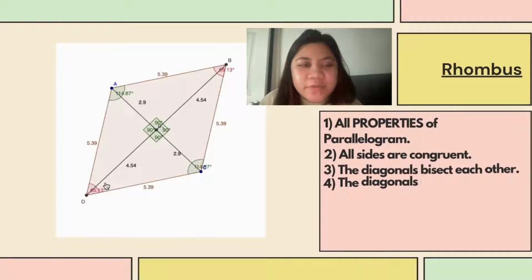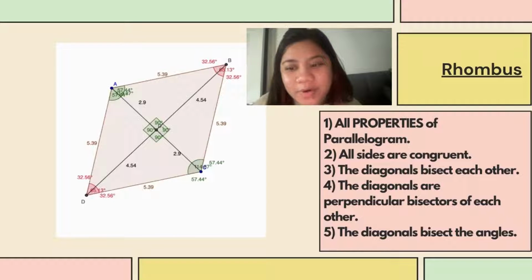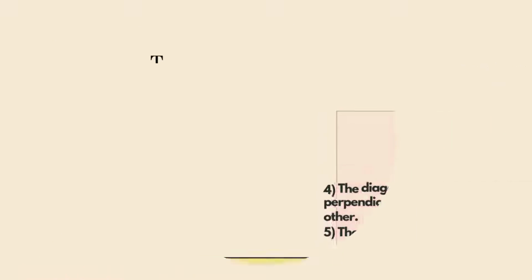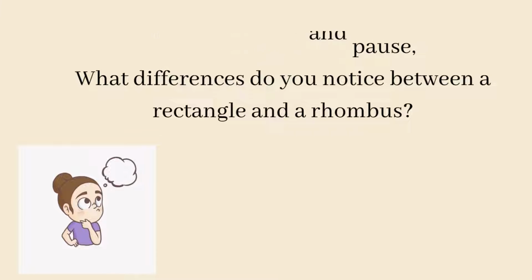Something unique about a rhombus is that the diagonals are perpendicular bisectors of each other, meaning the diagonals meet at the center and create a 90-degree angle. Lastly, the diagonals of a rhombus bisect the angles. Here in the diagram, diagonal DB cuts angle D into two equal parts, and it also cuts the opposite angle. Same with diagonal AC, which cuts angle C into two equal parts. Take a moment and pause. What differences do you notice between a rectangle and a rhombus?